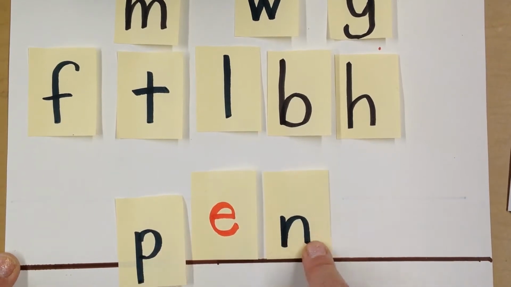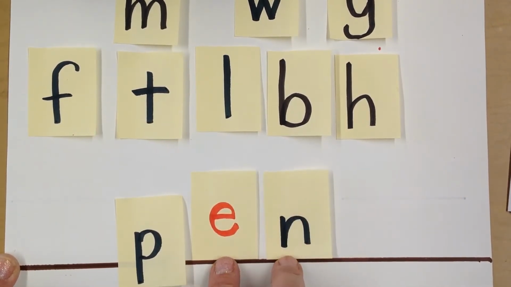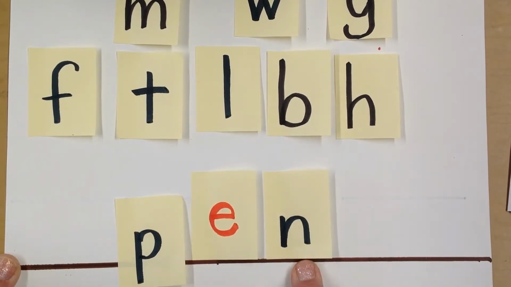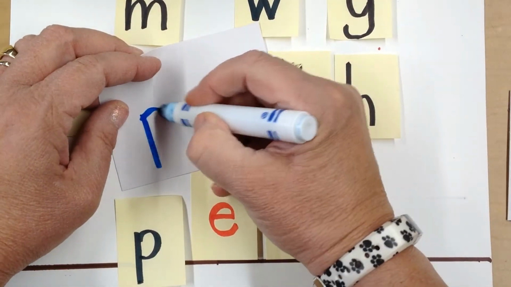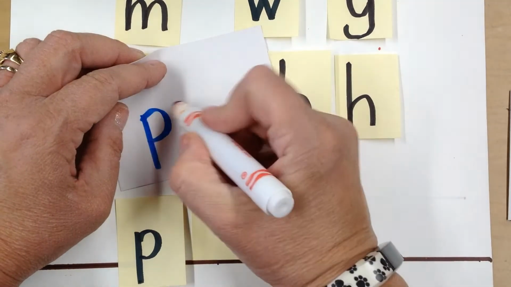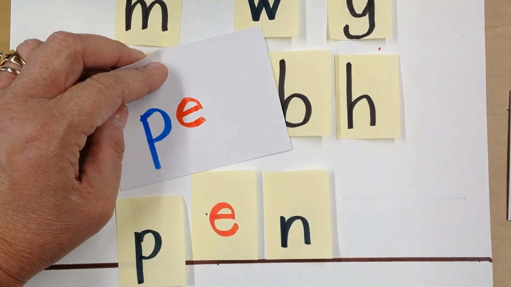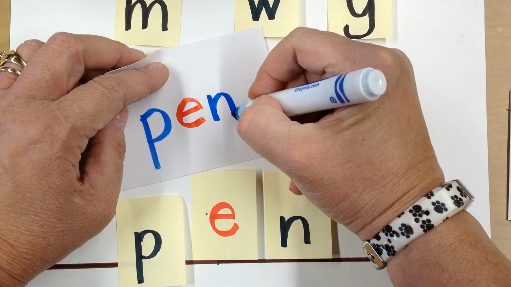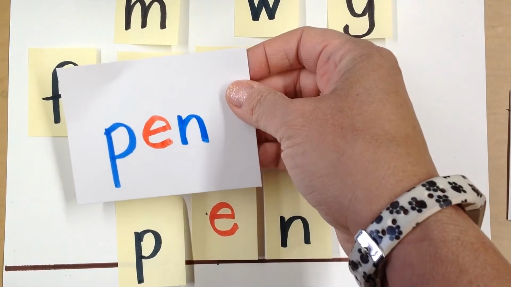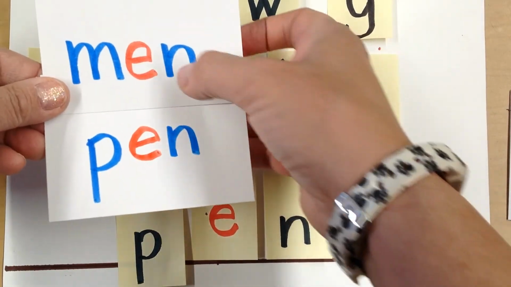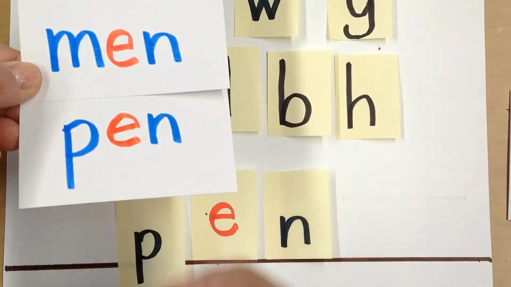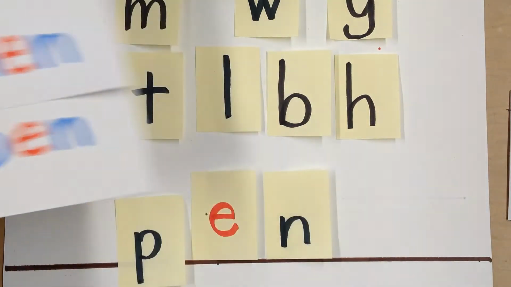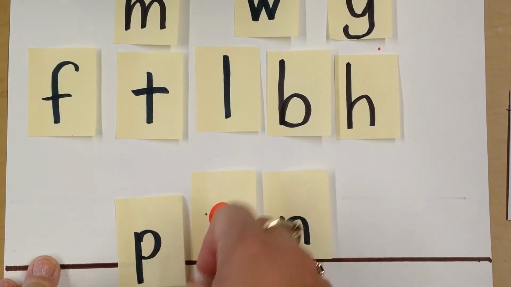N. Pen. Now I don't need to change the E or the N. I will need those same letters in this word. Pen. Men and pen rhyme, and they rhyme because the vowel, which is E, and the ending of the word, the N, are the same. Pen and men have the same vowel and the same ending sound, so they rhyme. They're what we call a word family. They both have en.